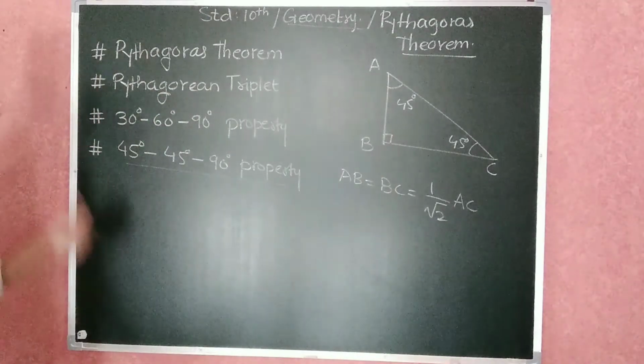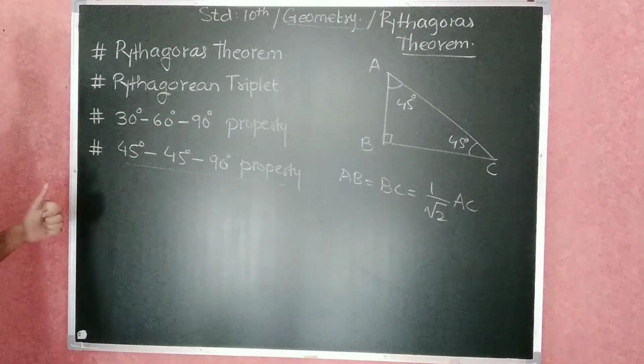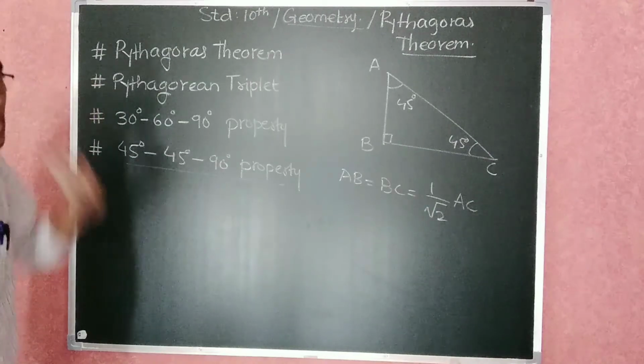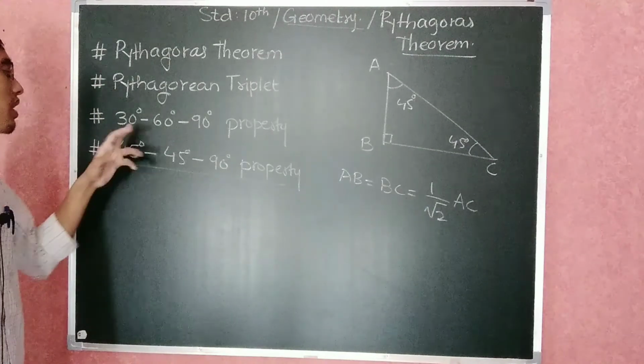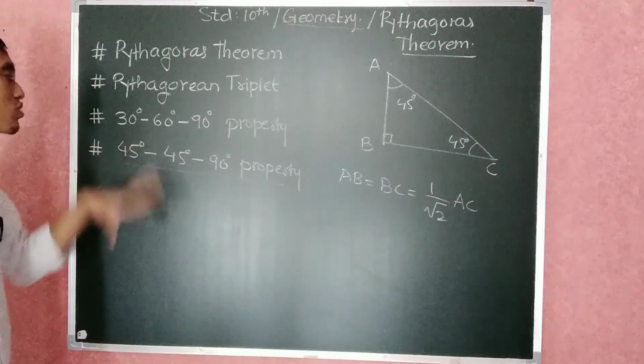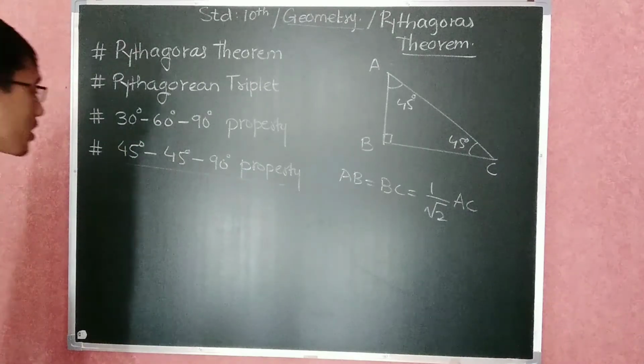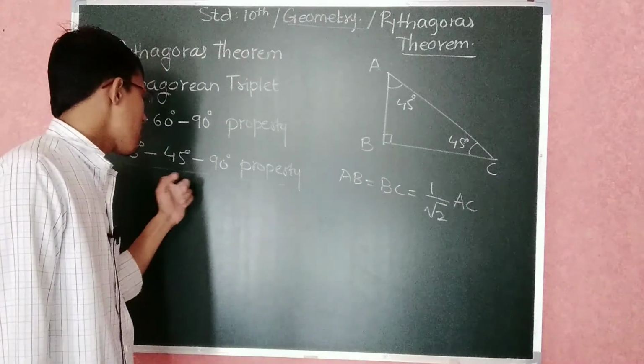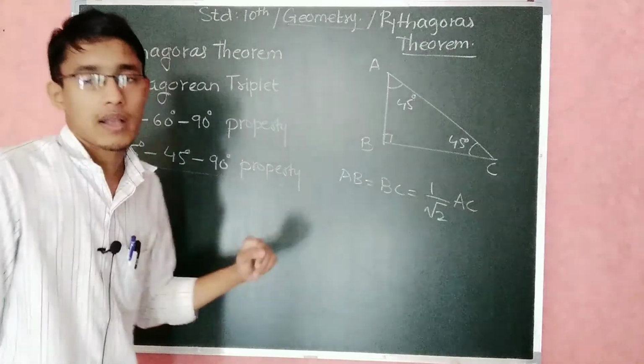We must know what is Pythagoras theorem. We also studied Pythagorean triplet in the previous classes, and we should know the properties of the 30 degree, 60 degree, 90 degree triangle, and the 45 degree, 45 degree, 90 degree triangle.